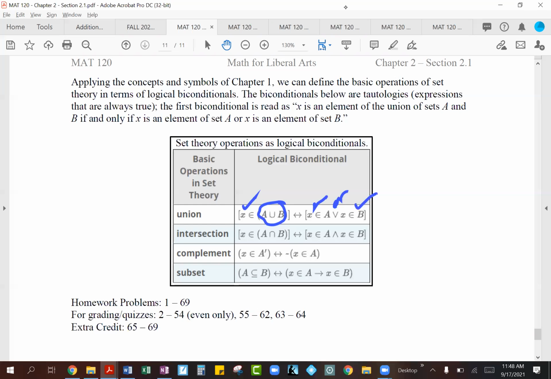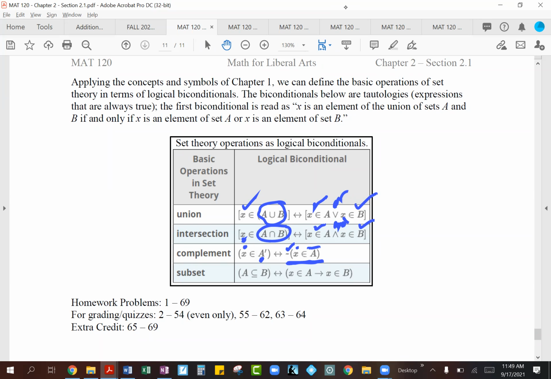Here we are saying if X is an element of the intersection of two sets, that means X has to be in A and X has to be in B. For the complement, if X is an element of the complement of A, then you can see we're using negation here. We are saying X is not an element of A. So that's your complement with the negation.